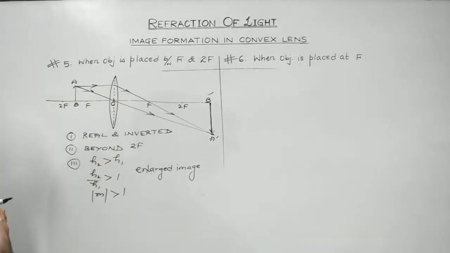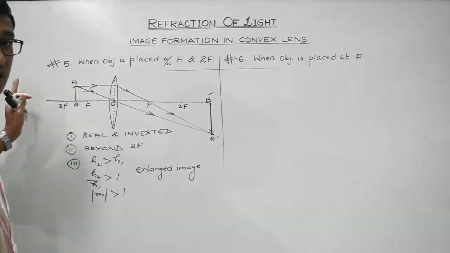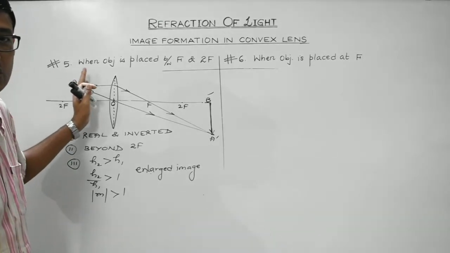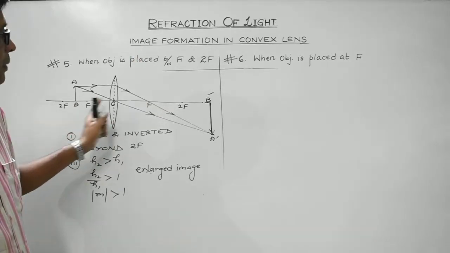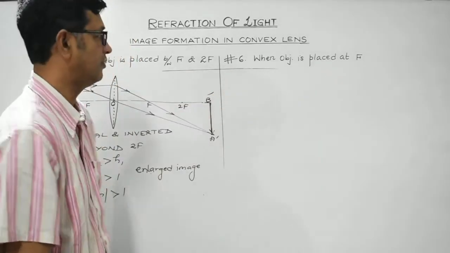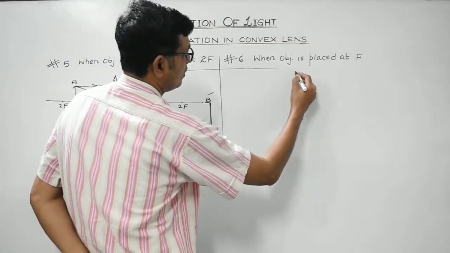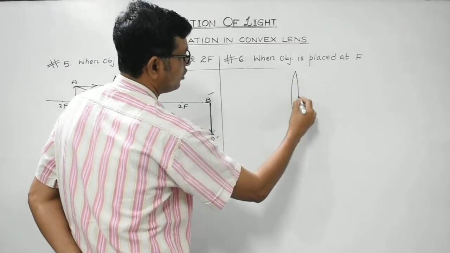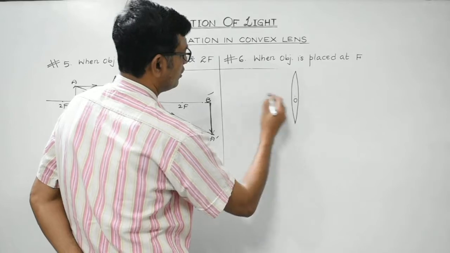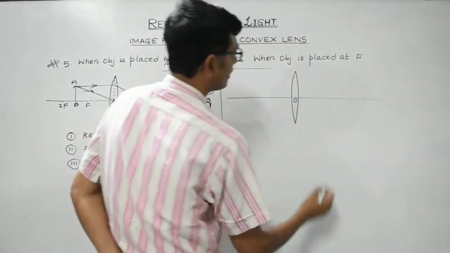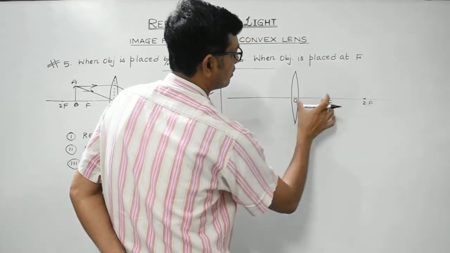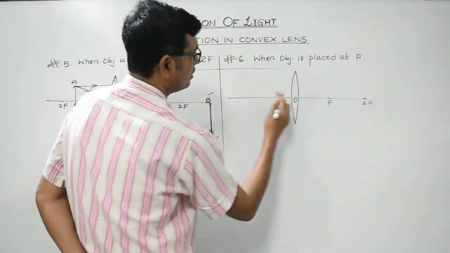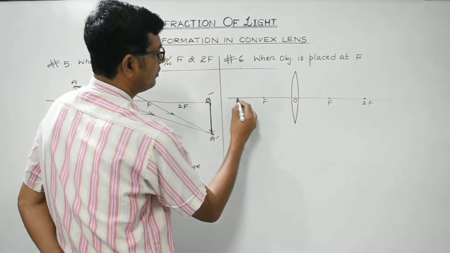Let's discuss case 6. The object, students, is gradually moved closer towards the lens. So now the object is assumed to be placed at the focus, at f. Let's see, in this case, what will be the nature of the image? This is the optical center, this is the principal axis, this is f, this will be 2f, again these are all equidistant. So this is f, this is 2f.